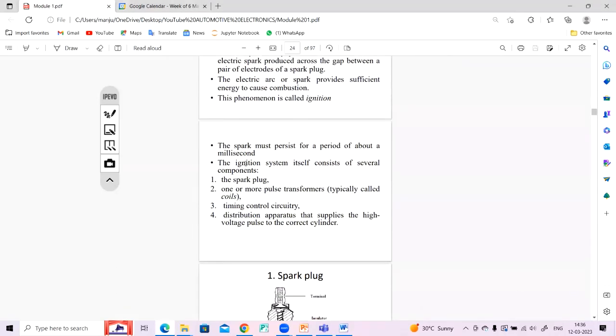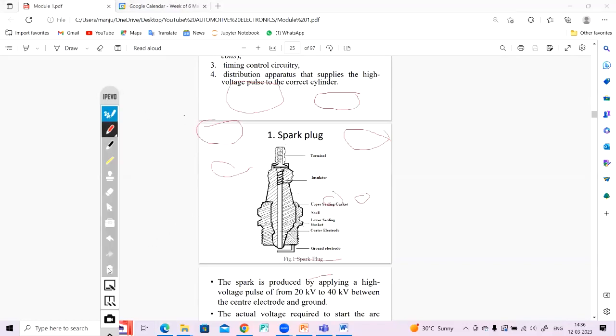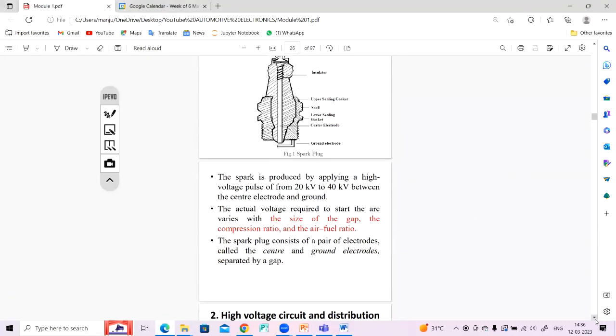Now if we look at the spark plug, this is the diagram of a spark plug, having an internal terminal, a stud terminal, and an insulator inside, then upper sealing gasket, shell, lower sealing gasket, center electrode, and ground electrode. This is the overview structure of a spark plug, where it creates a spark. It acts as input to start the engine in the form of heat energy.